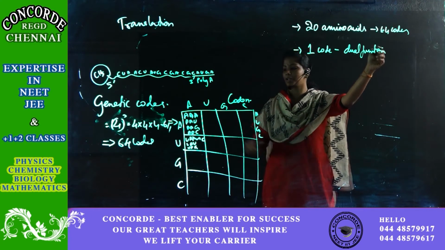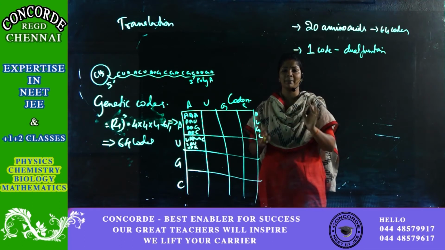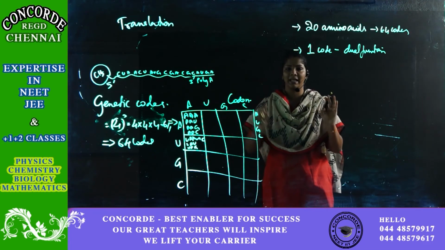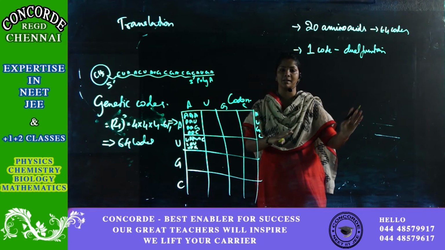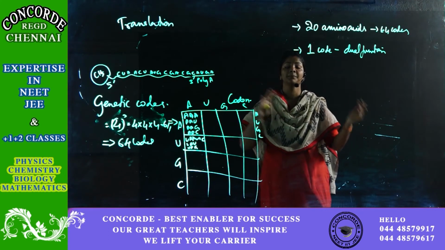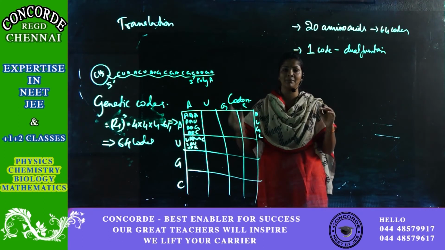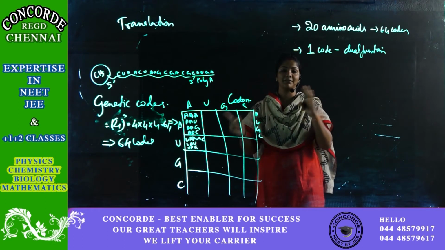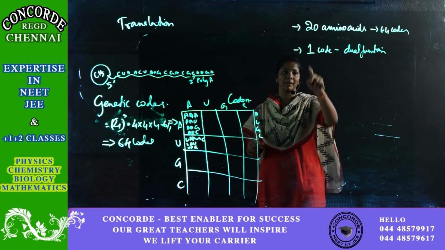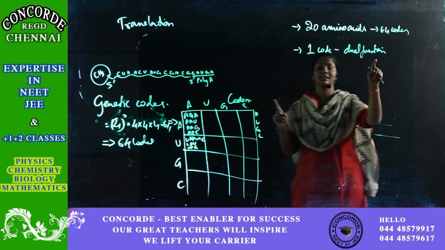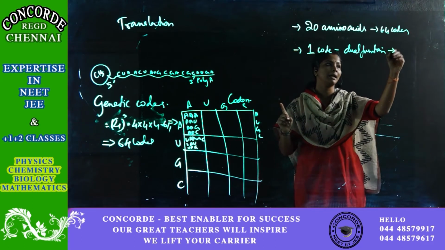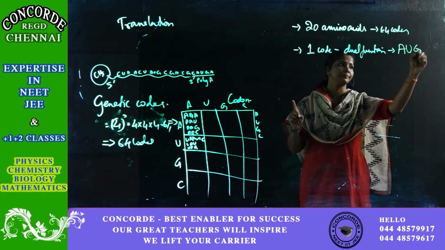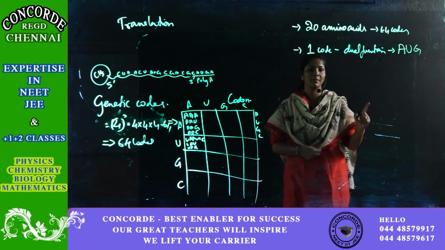Normally the function of the codes is to code for an amino acid. For example, if I have AUG, methionine. Accordingly, each code will have one particular amino acid. Normally every code will have one amino acid coding, but there is one code which has got dual function. That is nothing but AUG. So you have to remember AUG.